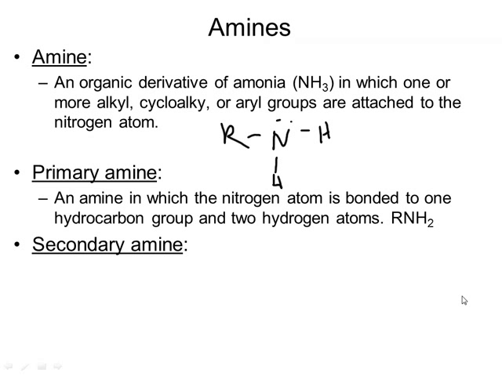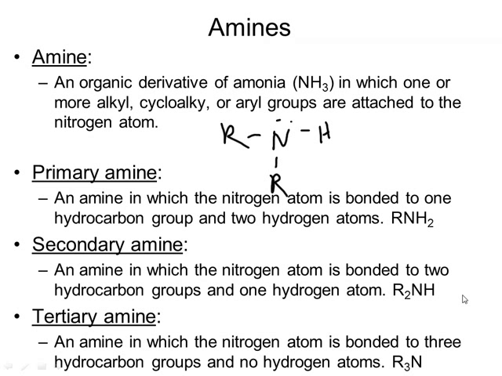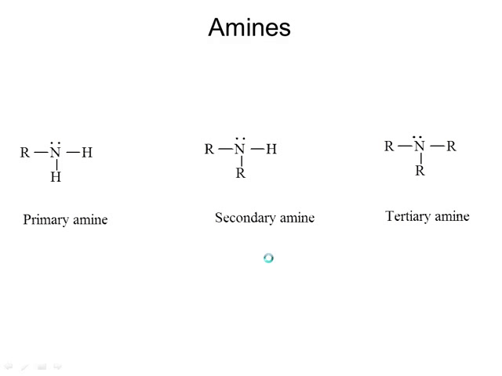A secondary amine is where we have two R groups and one hydrogen. So the primary, secondary, and then finally tertiary are just telling you how many R groups are attached to the nitrogen directly. So tertiary is 3 R groups. Here's a little bit better picture of the three types. And they can have a lot of different forms. These are the generic ones with the R's.